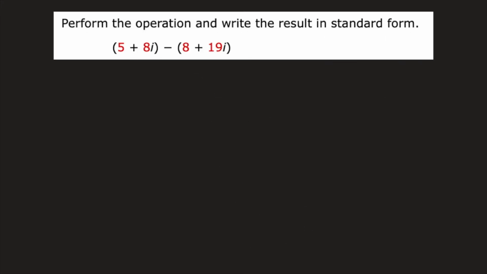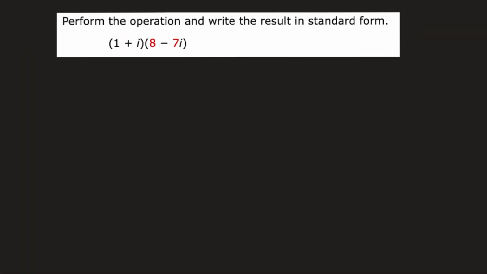When adding or subtracting imaginary numbers, we have to treat them like a variable. Since we have a negative here in front of this parenthesis, I'm going to distribute that negative through. So I have 5 plus 8i minus 8 minus 19i. Now I'm going to combine like terms, just like I would with variables. So 5 and -8 is -3, and 8i minus 19i is -11i.